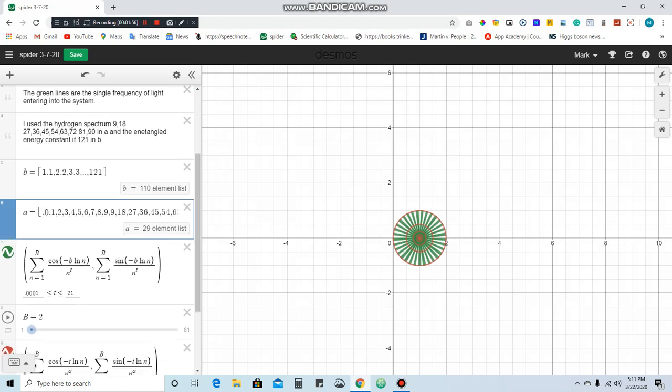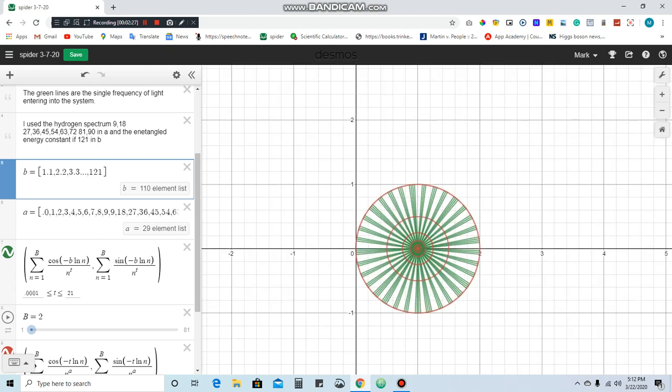So here it is. Here's 0, 1, 2, 3, 4, 5, 7, 8, 9, 18, 27, 36, 1089 out to 9801. The same numbers, just put them all into the element list so they form the red lines. Then I use the photon energy from the hydrogen atom, which is 121, and I put it harmonically. 1.1 plus 1.1 is 2.2. See that? 2.2 plus 1.1 is 3.3. All the way up to 121, giving us 110 elements, which are the green lines that you see here.